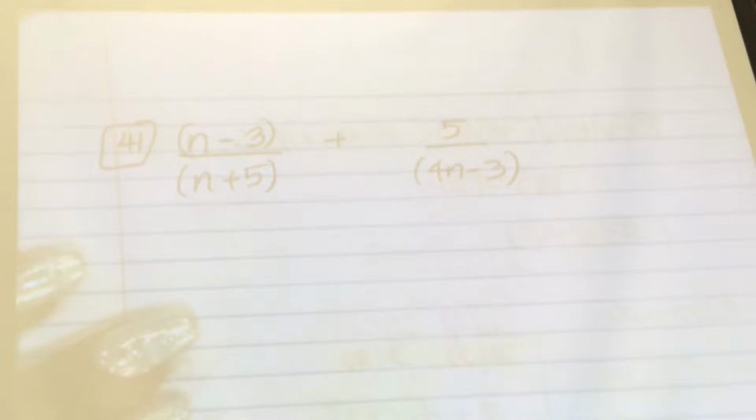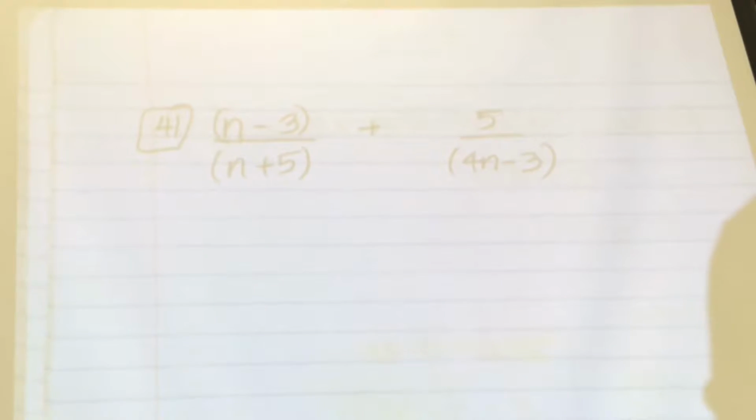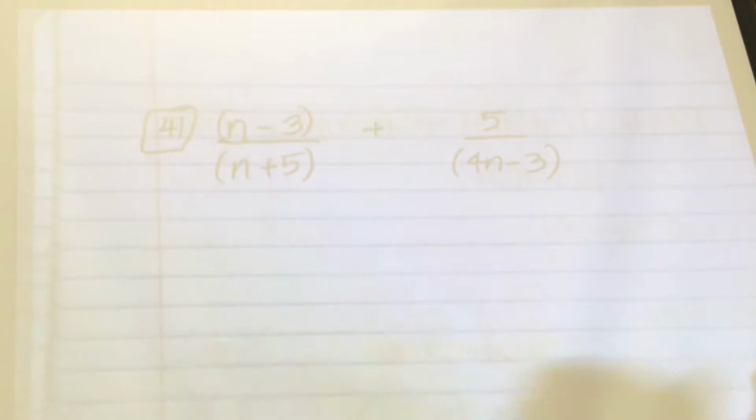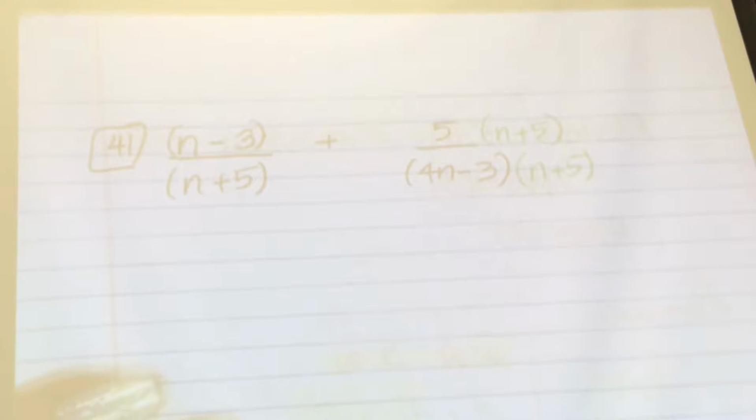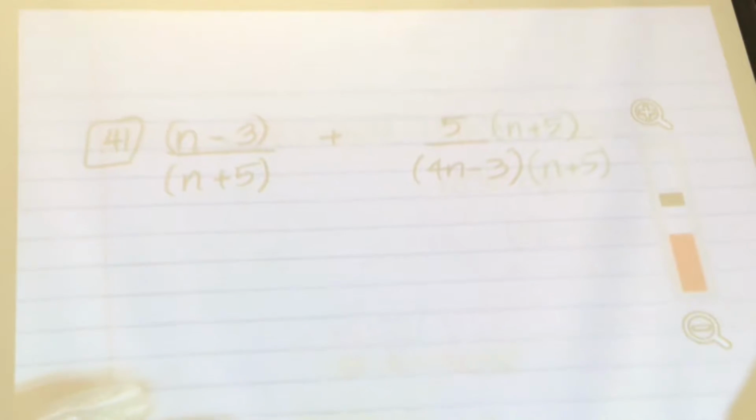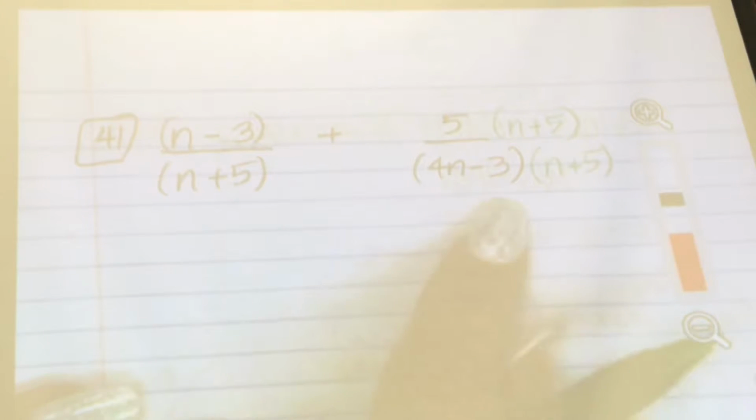So I notice here that this guy has an n plus 5, but this guy does not have an n plus 5, so I need to give him an n plus 5. Whatever I do to the numerator, I need to do to the denominator. This guy needs a 4n minus 3, so whatever I do to the numerator, I need to also do to the denominator.